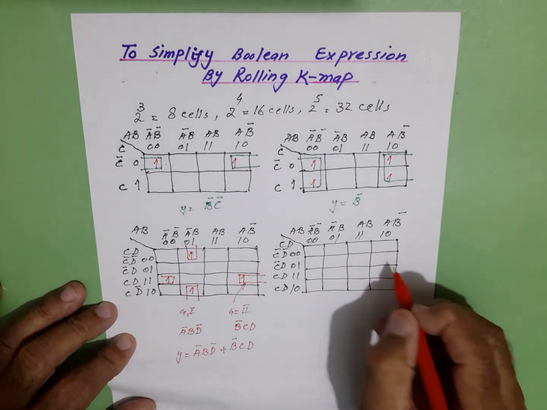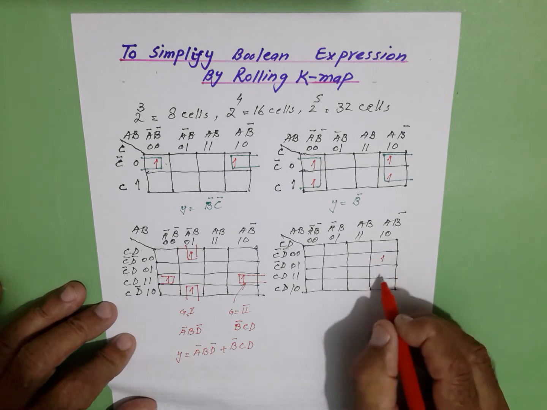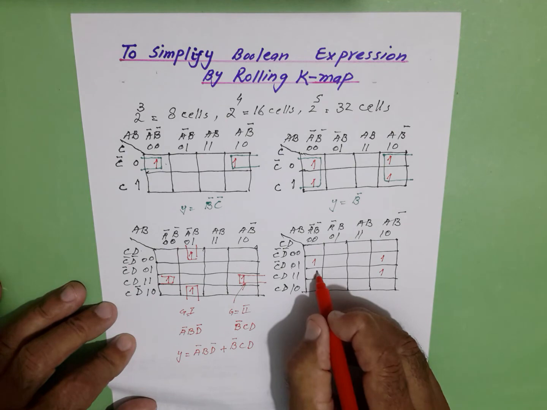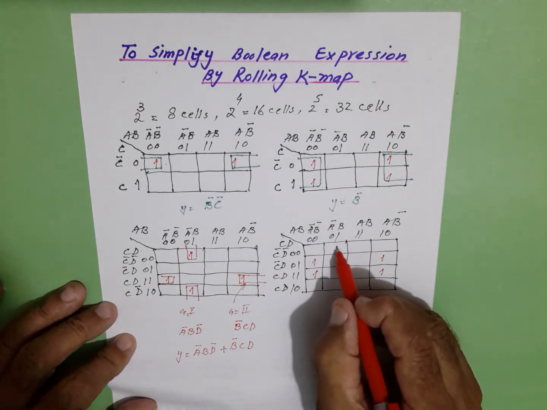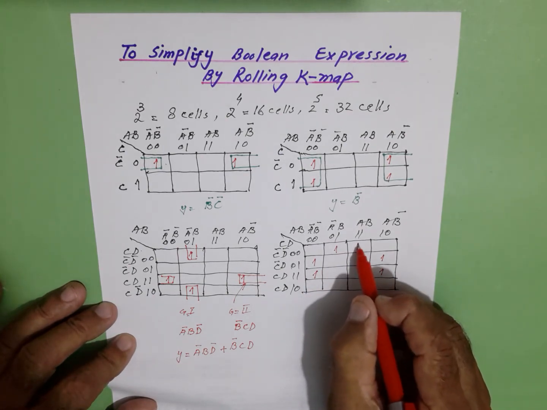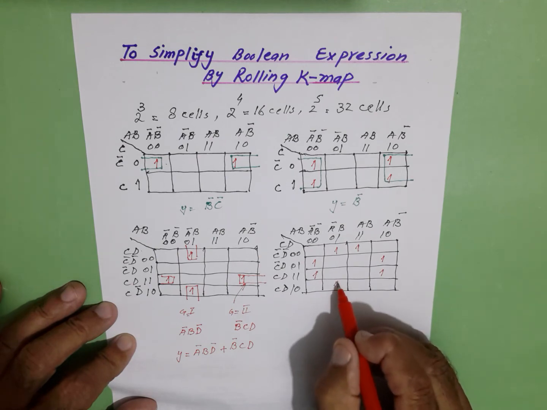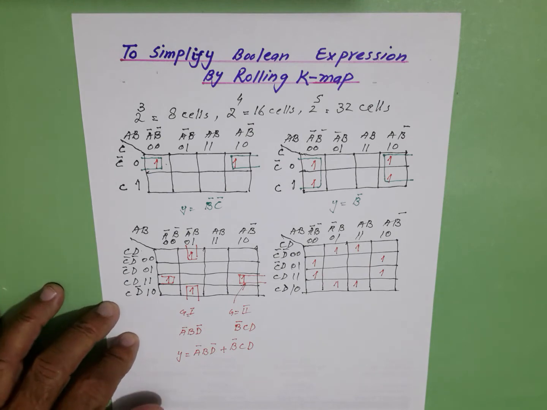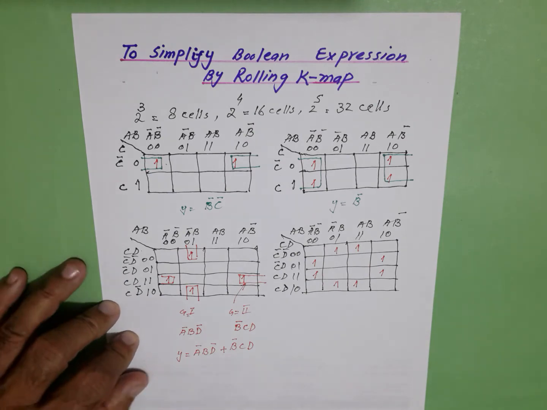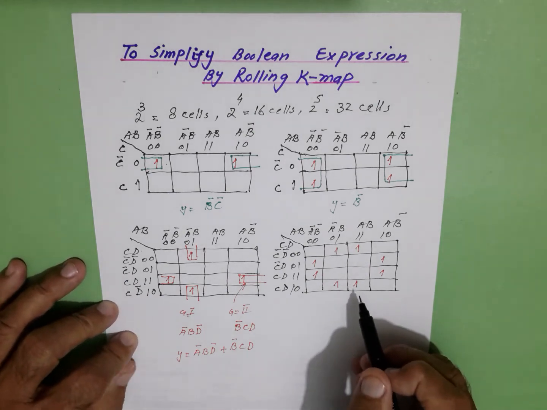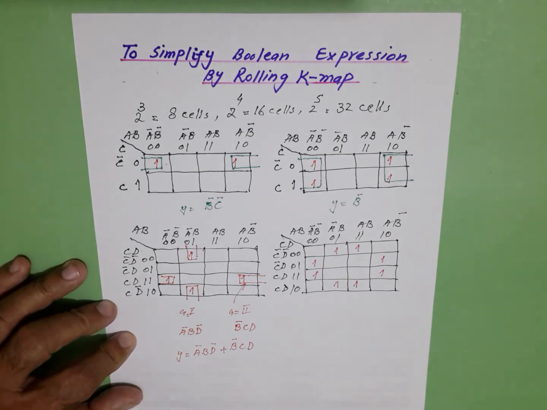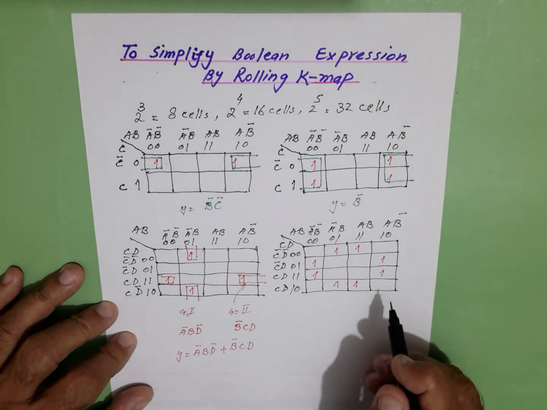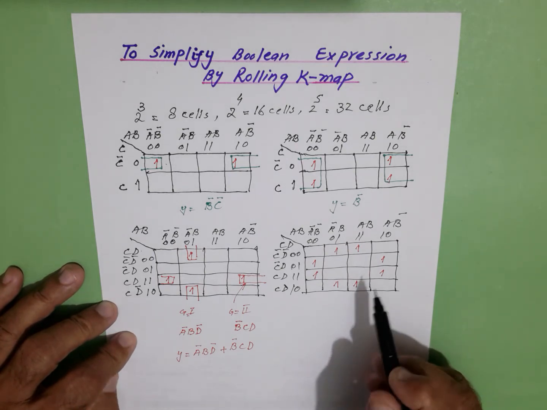We have minterms here, minterms here, minterms here, and minterms. If we solve this equation by applying Boolean laws, there will be 8 different expressions. The expression will contain 8 parts.